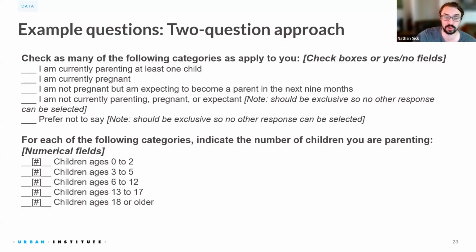Indicate the number of children that you're parenting. So this is an example of some commonly used age ranges in research that map up to a lot of policy areas. Children ages 0 to 2, ages 3 to 5, 6 to 12, 13 to 17, and 18 or older. So these 2 questions together will give you almost everything that you want to know within reason about parenting students and their family situations.